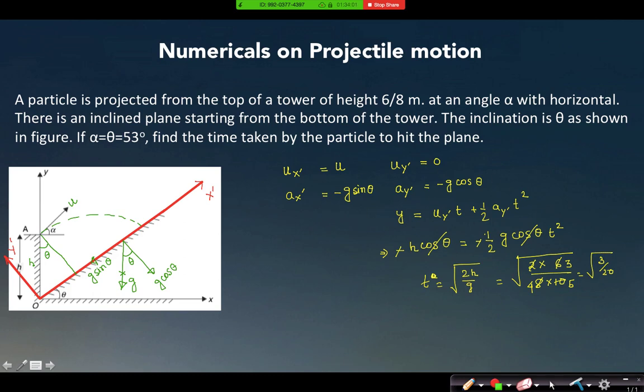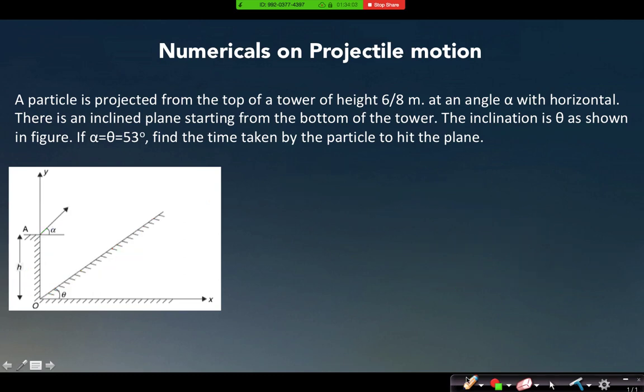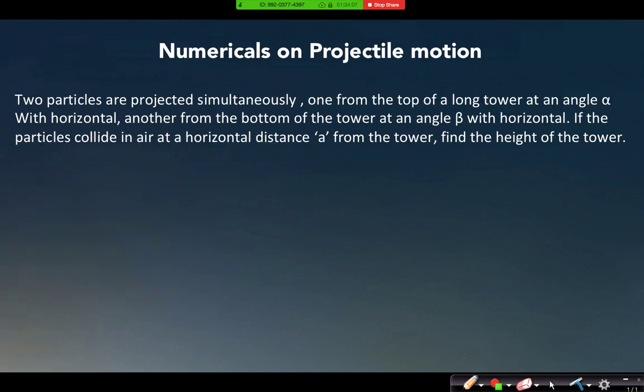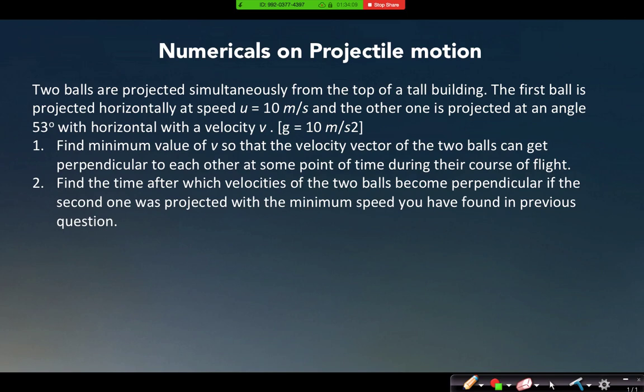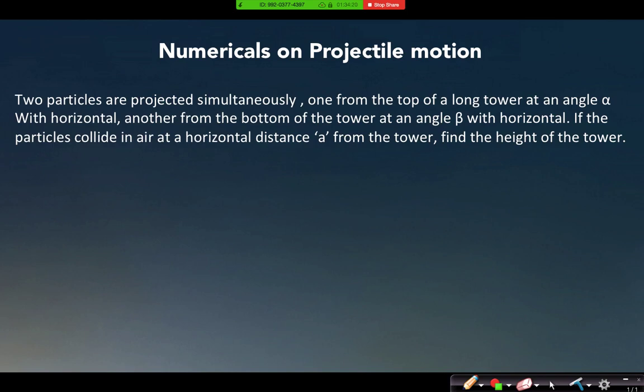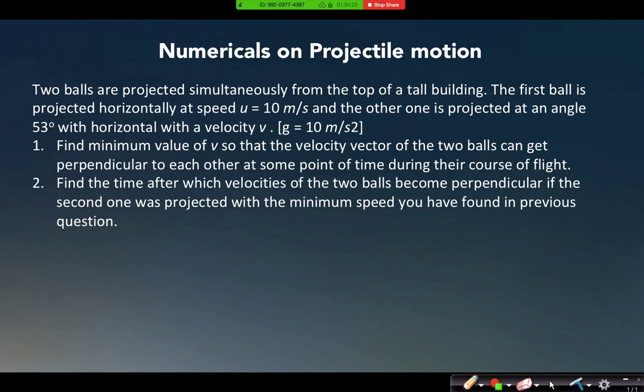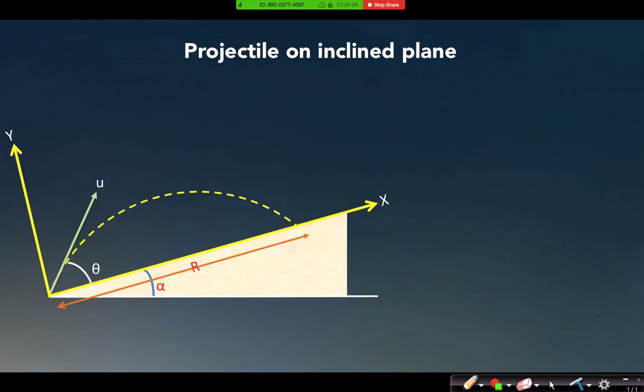So today I will end my class here. I will have 2 more questions on projectile motion from the cliff, this one and this one. I will put these as your homework. You try this at home and send me the solution. Next class we will start from the solution of these 2 questions and then we will move to projectile motion on inclined plane.